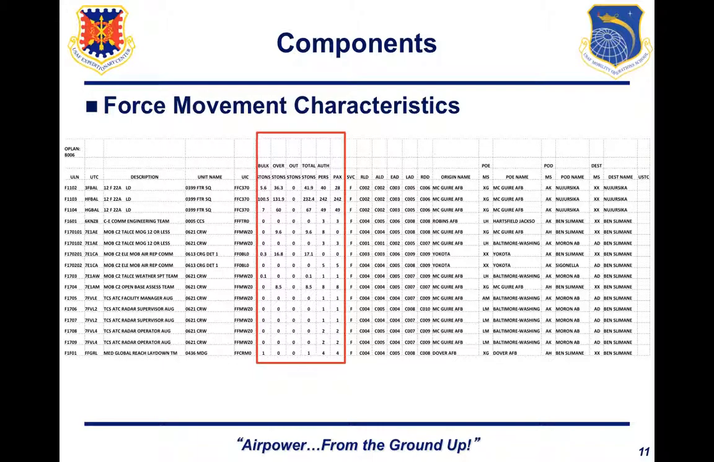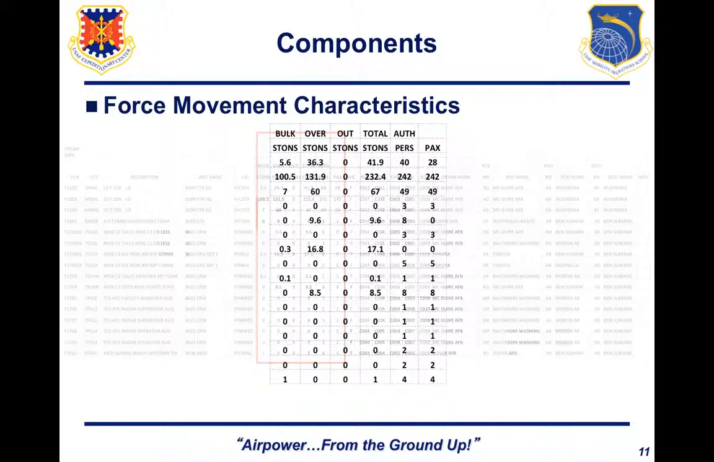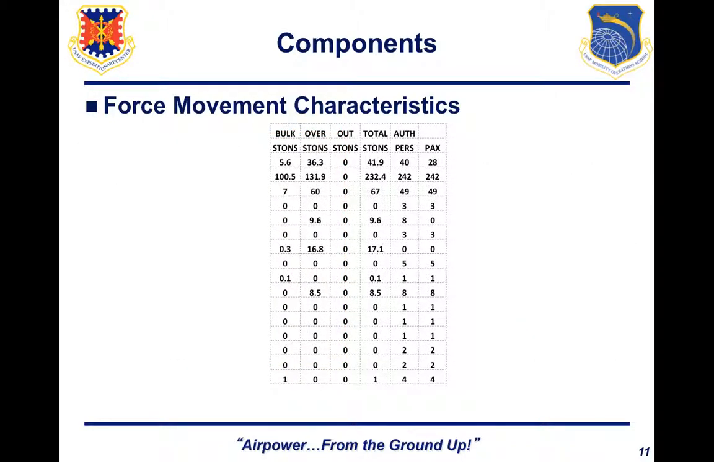Moving on to what I like to call the fun stuff. This is the force movement characteristics. This is actually what is moving. If you look across the top, it says bulk, over, out, and total short tons. Where there's bulk short tons, those tons, that equipment that fits within the confines of an aircraft 463L pallet, 88 by 108 by 96, the stuff or the cargo that is listed there fits within those dimensions.